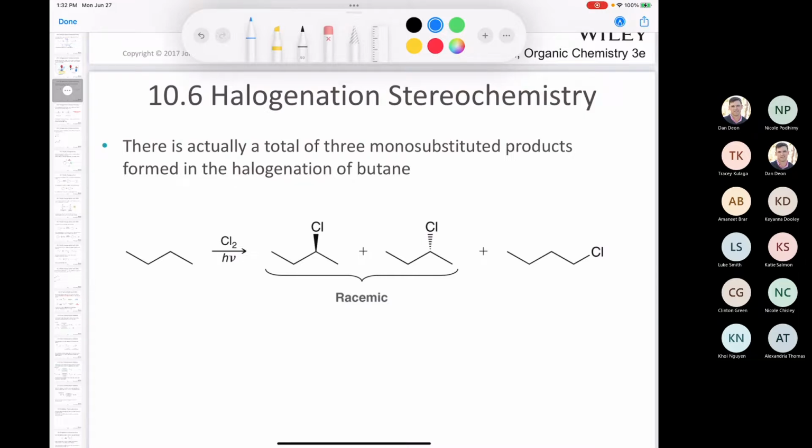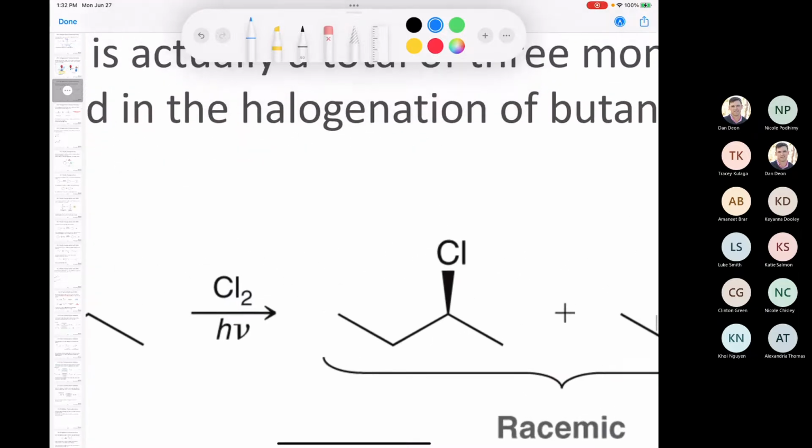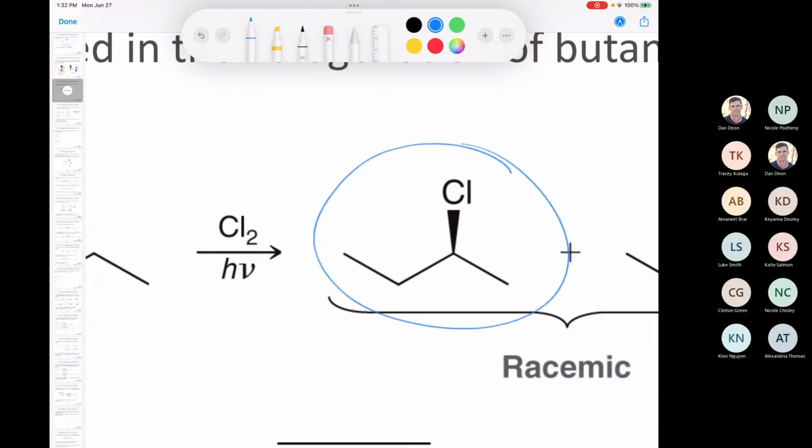Hey, let's do a little final exam review. If I zoom in on this one here, could anybody tell me, is this one R or S? Let's practice. I'll have a sip of coffee while you're taking a look at it.